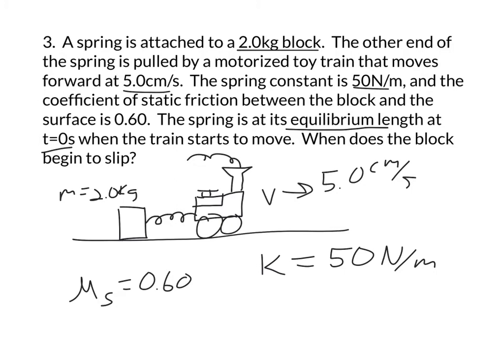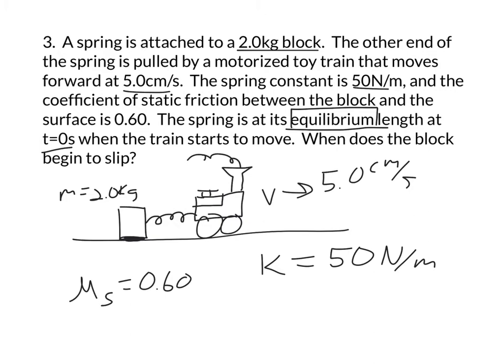This is a cool problem because the train will start going forward, the spring will start to stretch, but because it starts at equilibrium, it starts at zero tension in the spring, right? When there's no stretch of the spring, there's no force pulling on the spring. As the spring stretches, the block does not immediately move, because there is friction with the ground. So the spring will stretch and stretch and stretch until it's pulling hard enough to overcome friction. So we can do this.